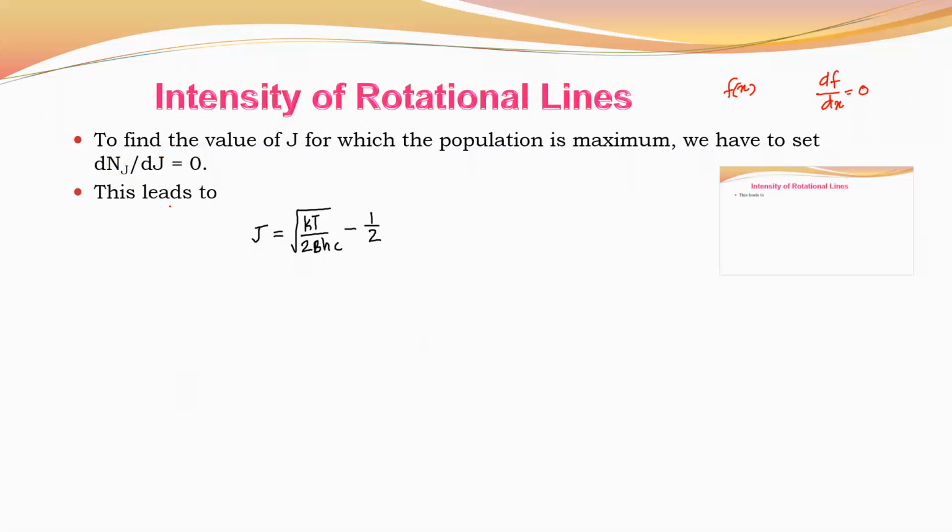Then we differentiate the value of nJ with respect to J. We will get J is equal to the root of kT divided by 2Bhc, and this whole quantity is inside the root, minus half.